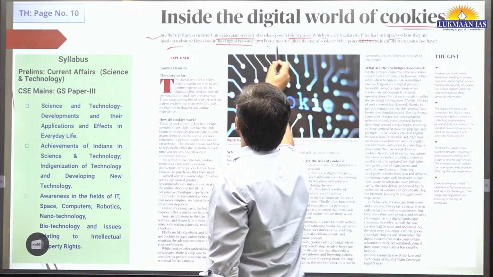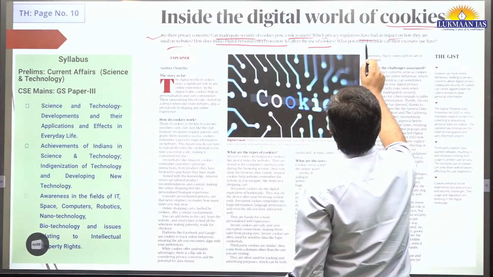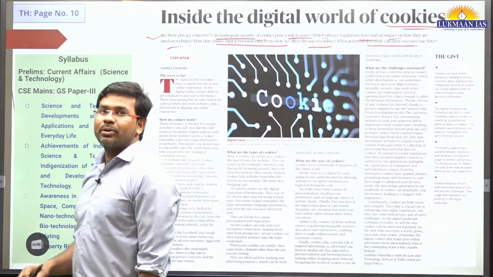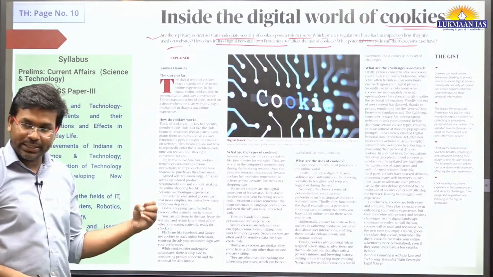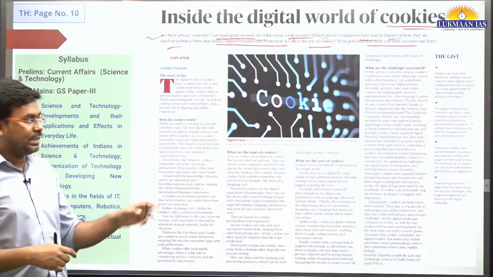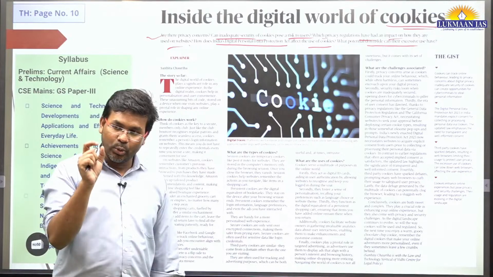How does India's Digital Personal Data Protection Act affect the cookies? What potential downside can their excessive use have? Okay, so these are related to cookies. Cookies are associated with websites. If you visit any website, it generally initially asks if this website uses cookies, do you accept or not?